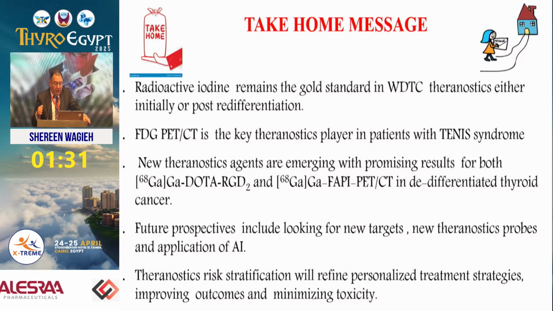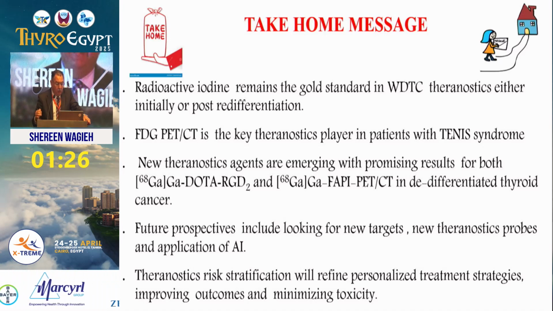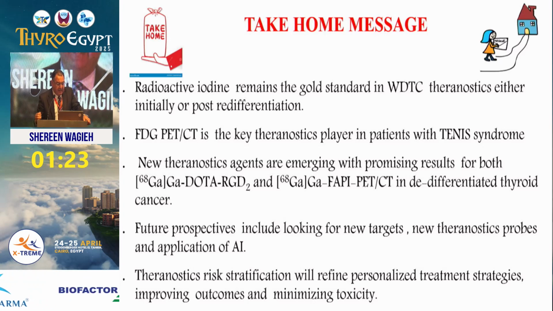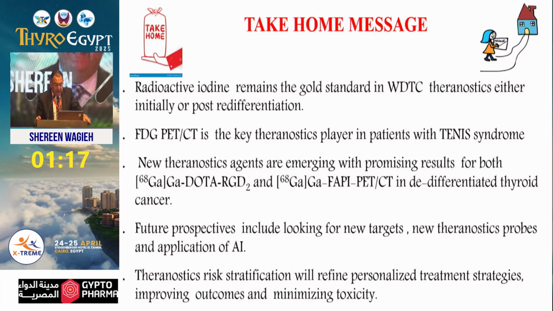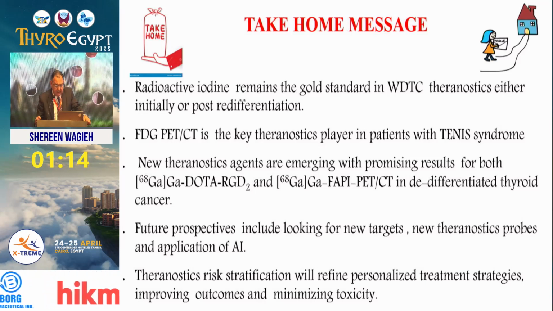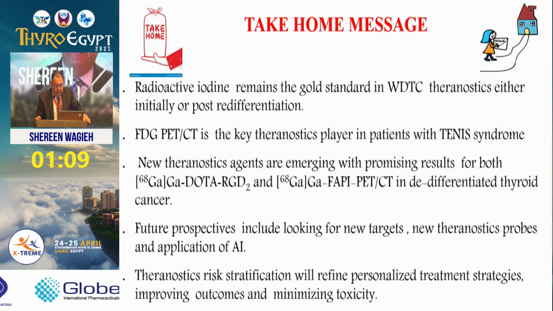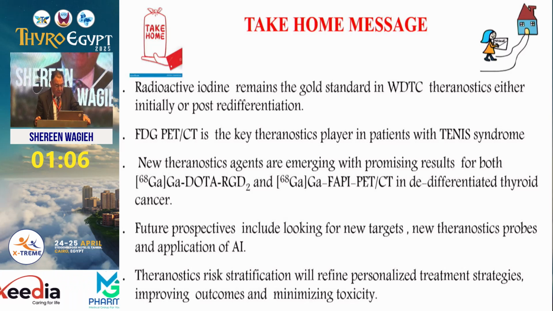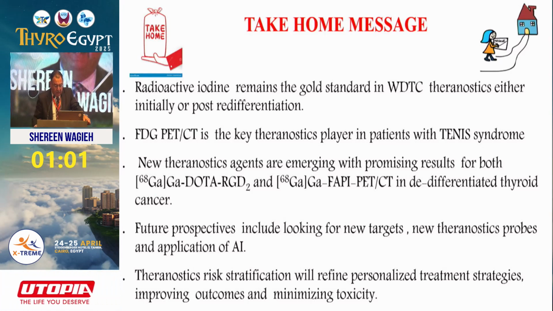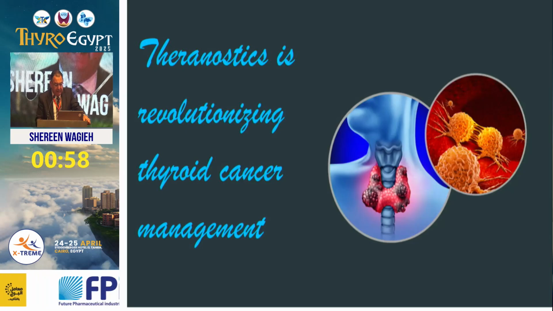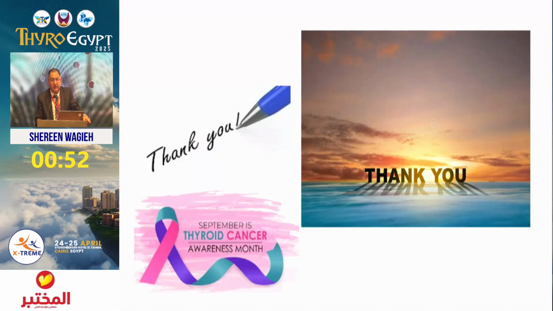Now we come to the take-home message. We conclude that radioactive iodine remains the gold standard in well-differentiated thyroid cancer theranostics, either initially or post redifferentiation. We can state that FDG PET-CT is the key theranostic player in patients with TENIS syndrome. New theranostic agents are emerging with promising results in those with dedifferentiation. Future perspectives include looking for new targets, new theranostic probes, and application of AI. Theranostic risk stratification will refine personalized treatment strategies, improving outcome and minimizing toxicity. And finally, we can say that theranostics is revolutionizing thyroid cancer management. Thank you.